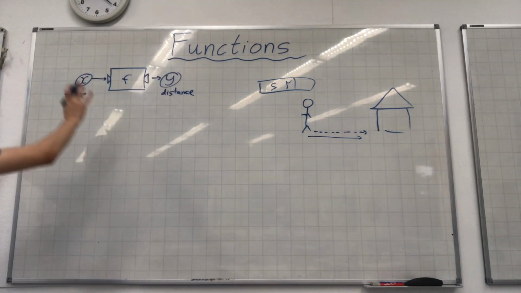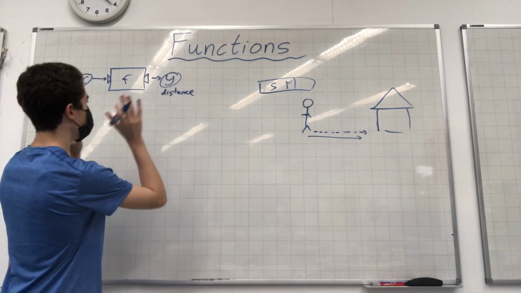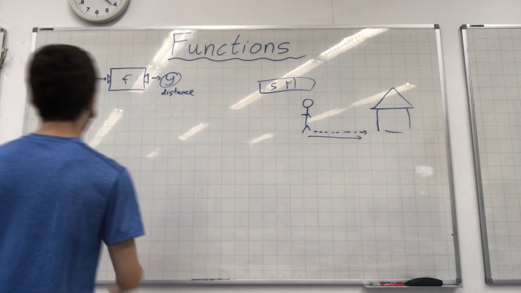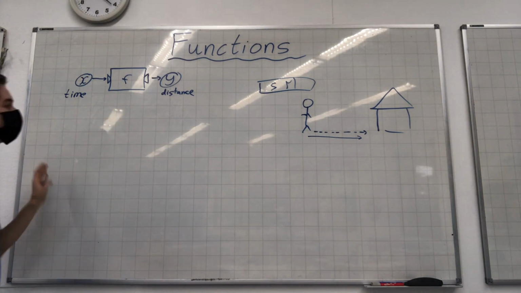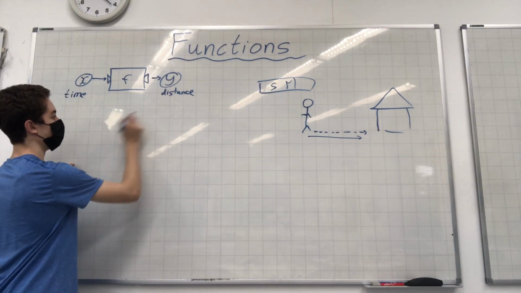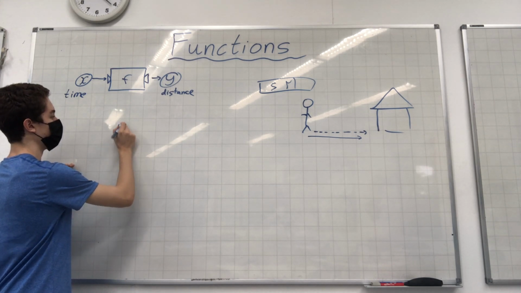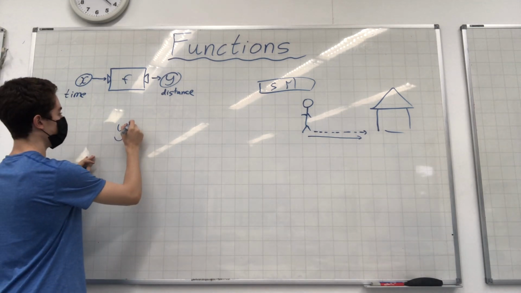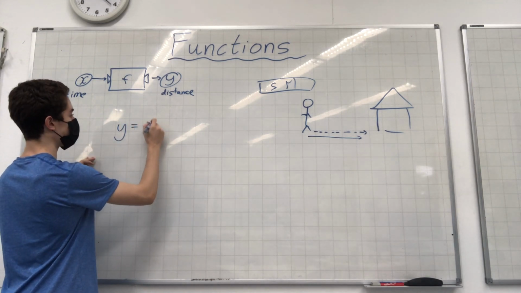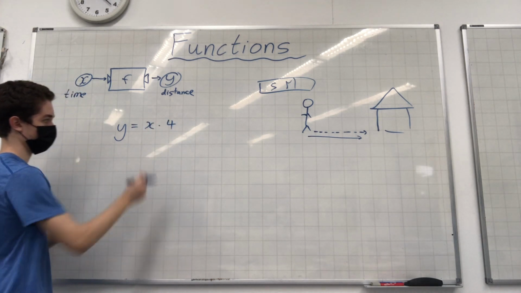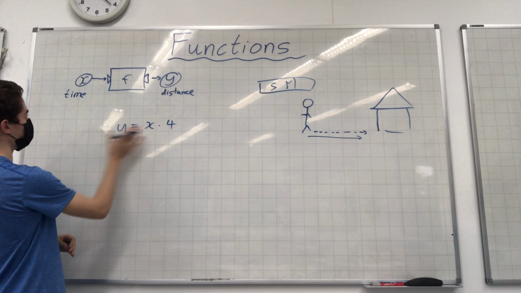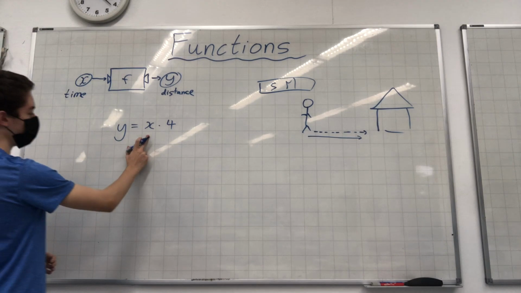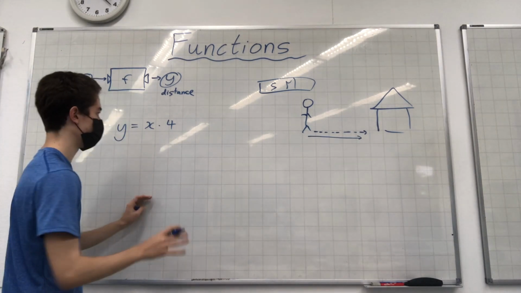So let's say for every 1 minute you walked, you traveled 4 meters. Let's say you're really slow. Every minute you walk, you walk 4 meters. So the relationship you create is, the way to get your distance based on your time is getting your time, x, and multiplying it by 4, right? Because your distance will always be 4 times as much as your time, because for every 1 minute you travel 4.